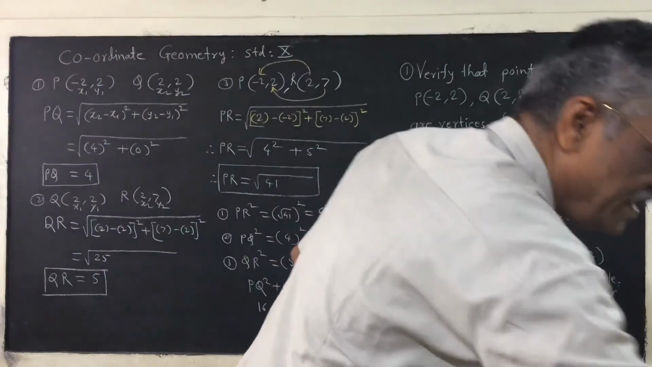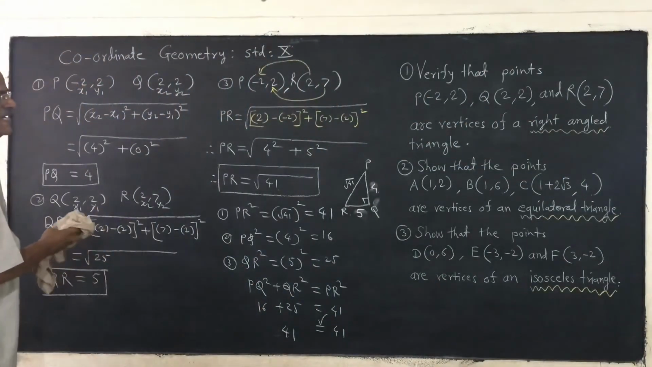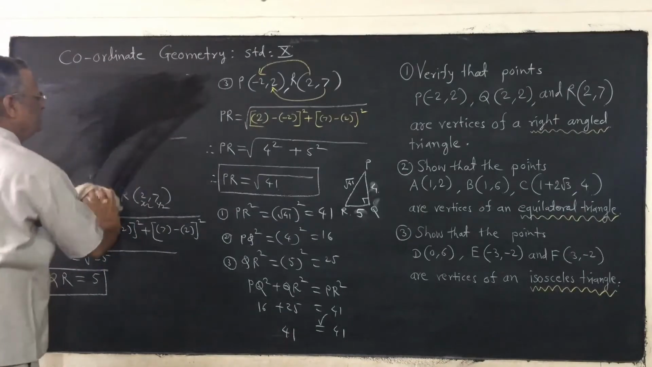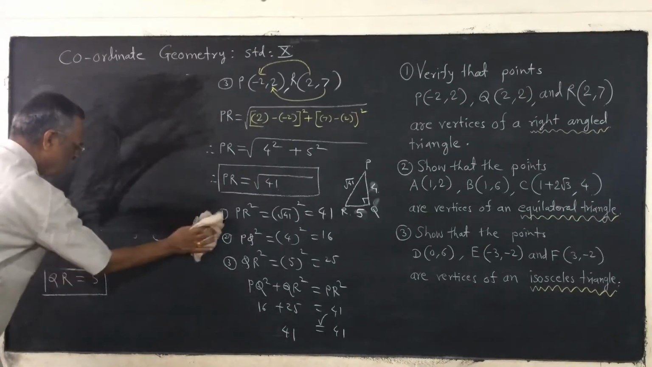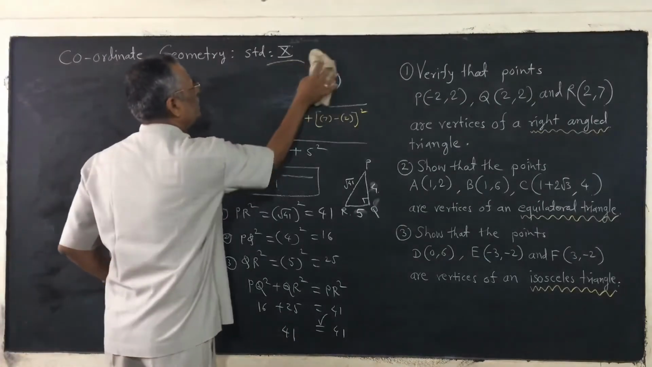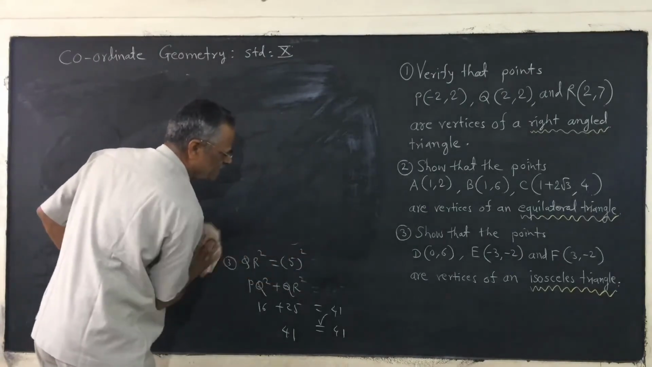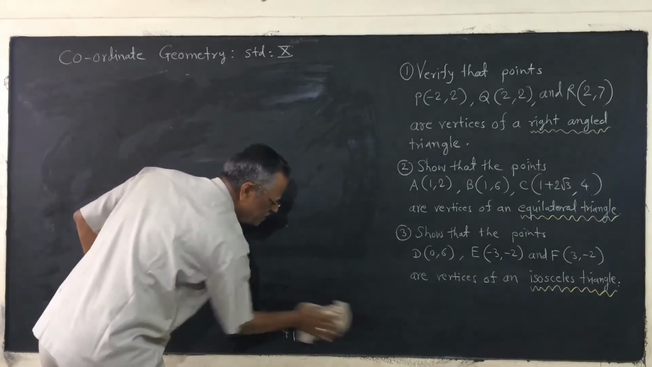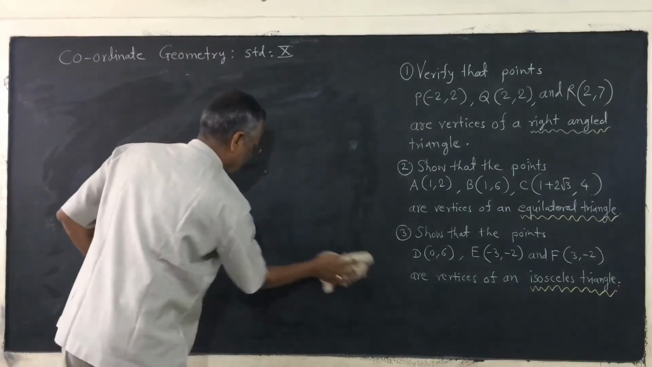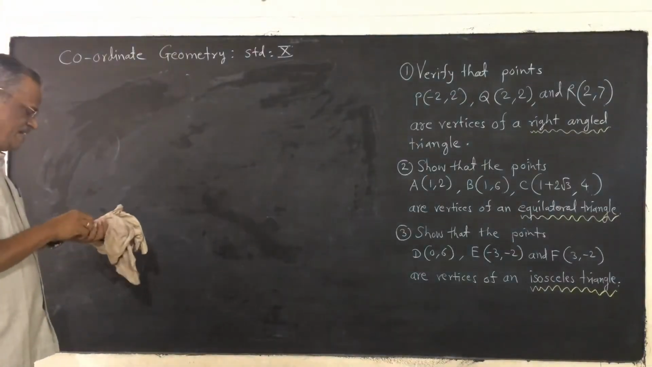So what is that? Next example, we have to show that it is an equilateral triangle. For an equilateral triangle, we have to calculate three sides. First, we have seen that it is a right angle triangle by using the converse of Pythagoras theorem. Now, in the second example, what is that?